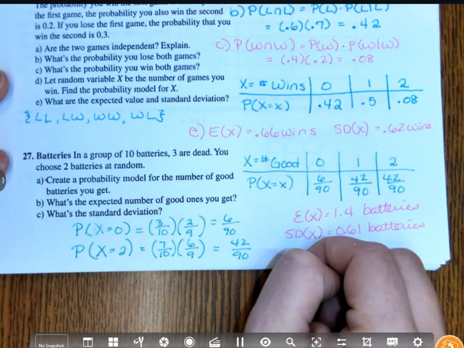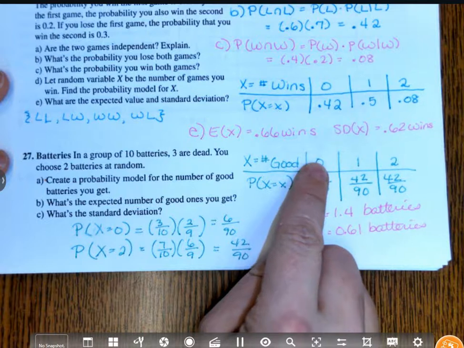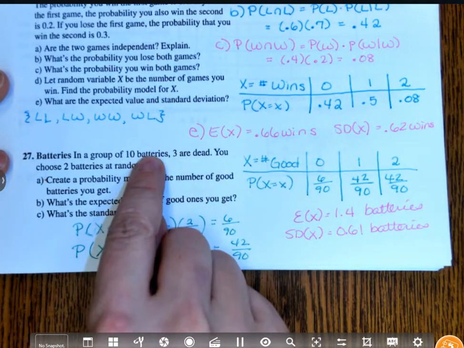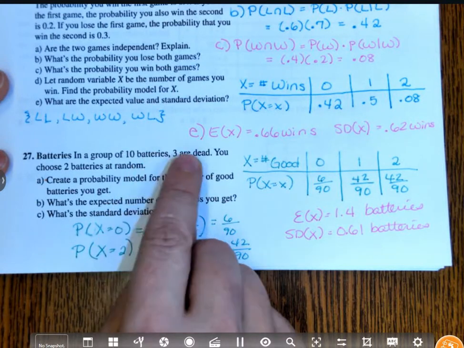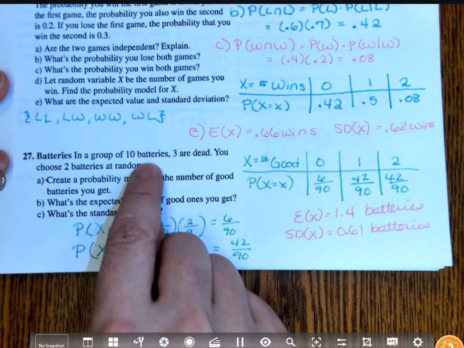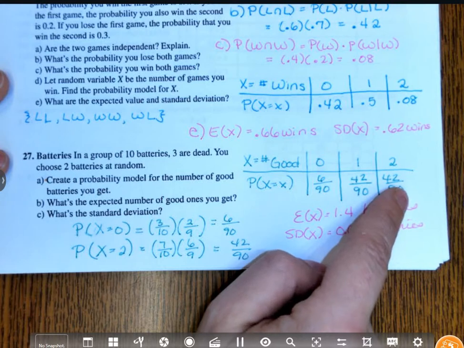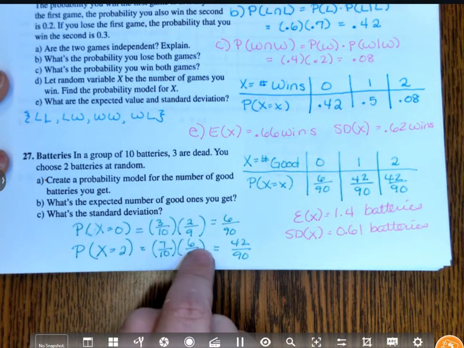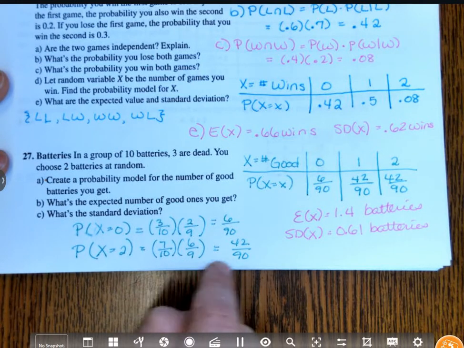Okay. Probability of no good batteries means they're both bad. So 3 are dead. So 3 out of the 10, take 1 out. Now there's 2 bad left. 2 out of the 9. Both of them good. There are 7 of them good. So 7 out of 10, take 1 out. Now there's only 6 good left out of the 9. Work that out.